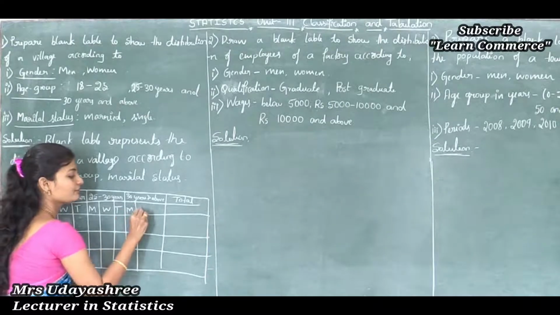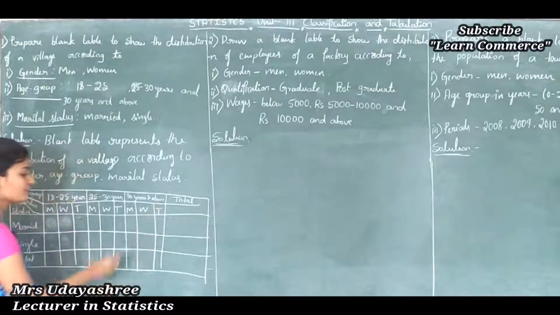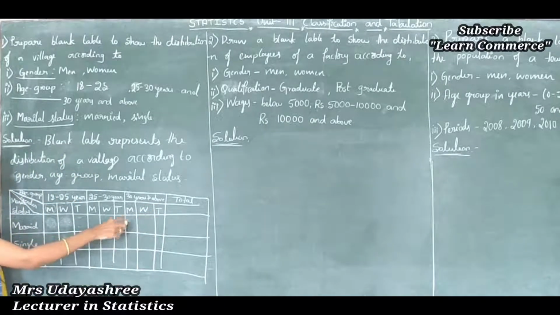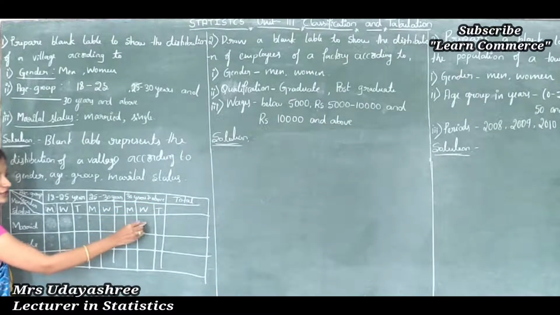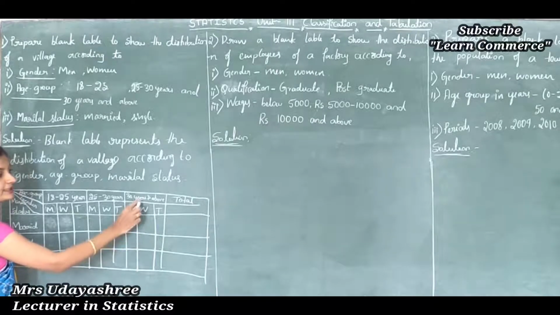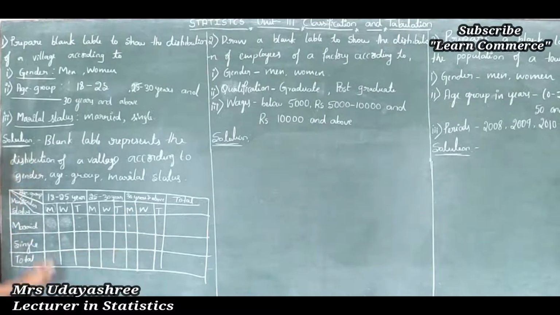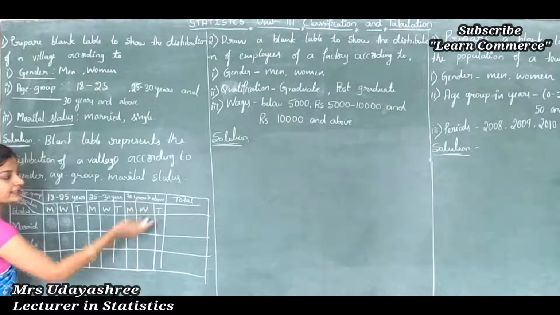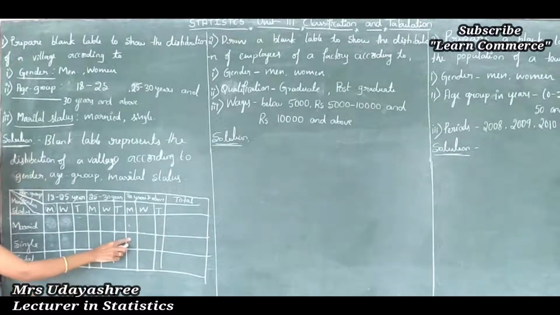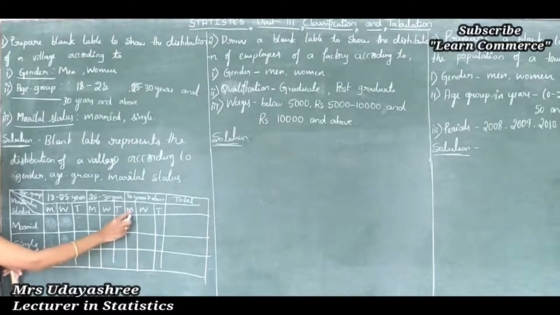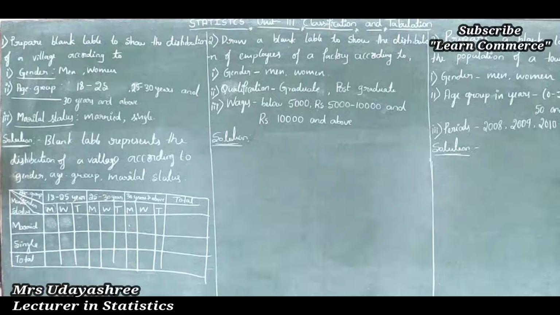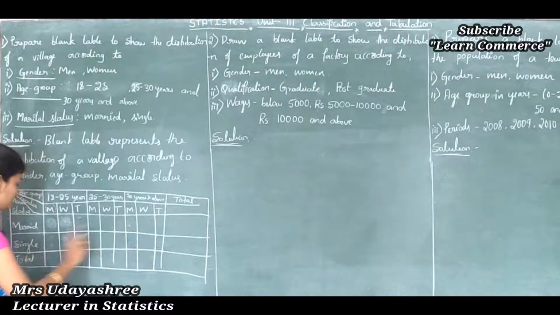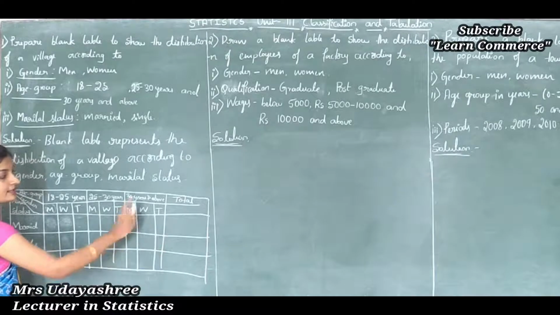So here also men, women and total. This column indicates married men 30 years and above. This column indicates married women 30 years and above. This column indicates married totals 30 years and above. Like that, this column indicates single men 30 years and above, and this column indicates single women population 30 years and above. Like that, this column indicates the total singles 30 years and above.